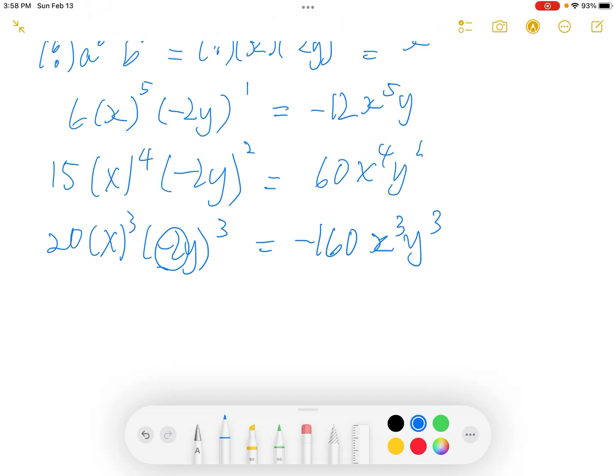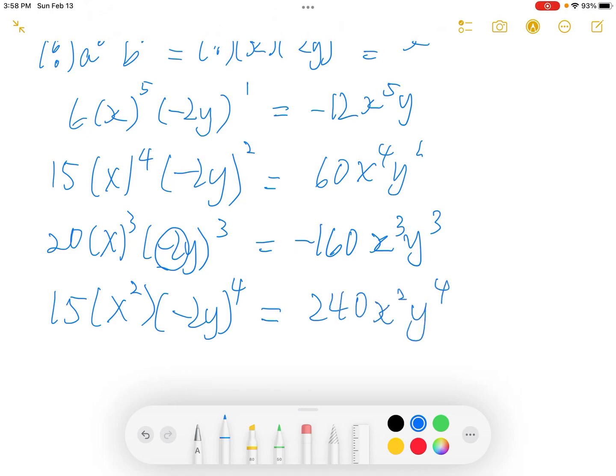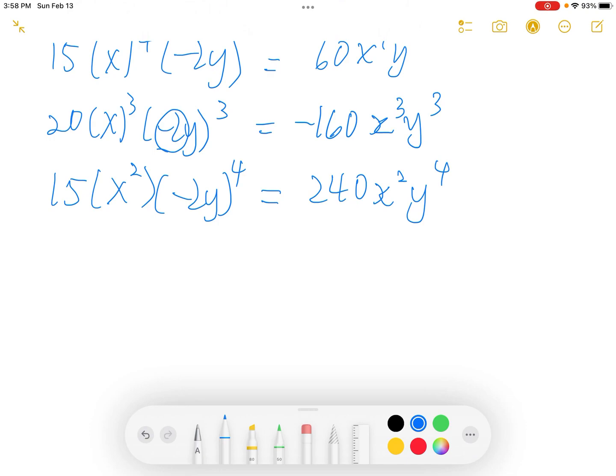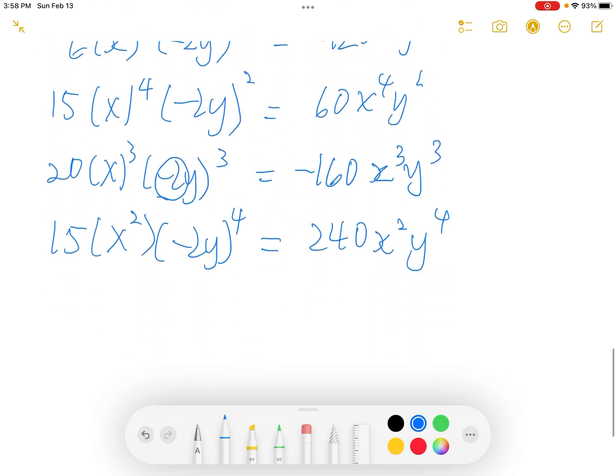Then we have 6 choose 4, and 6 choose 4 is just the same as 6 choose 2. So by symmetry, the coefficient is 15. We have 15x squared, negative 2y to the power of 4. So we have 240x squared y to the power of 4.